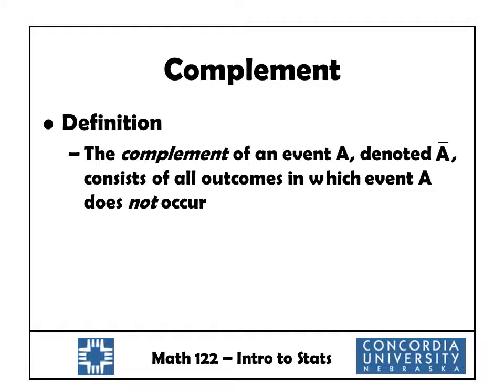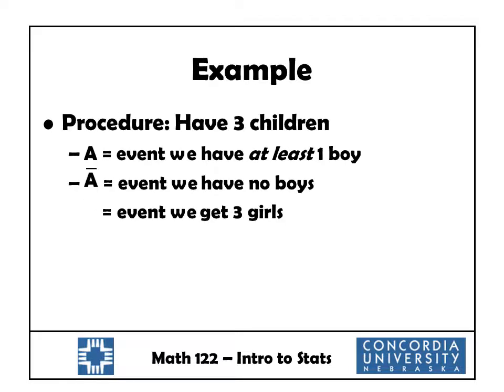Last concept we're going to talk about here is the complement. The complement of an event A, denoted A bar, consists of all outcomes in which event A does not occur. So a complement is an event. It's like the opposite of the original event.